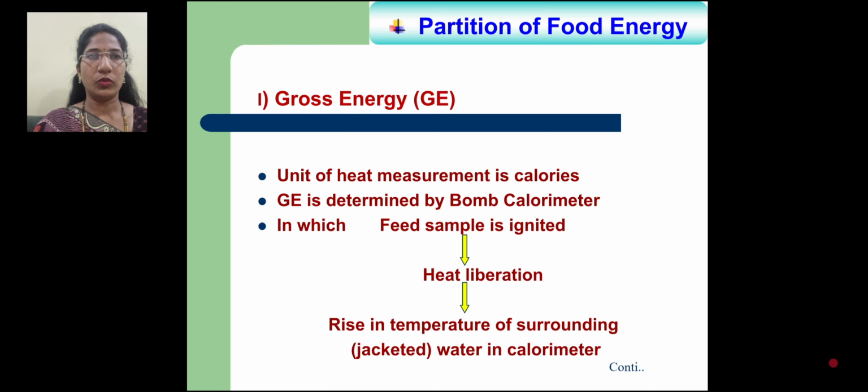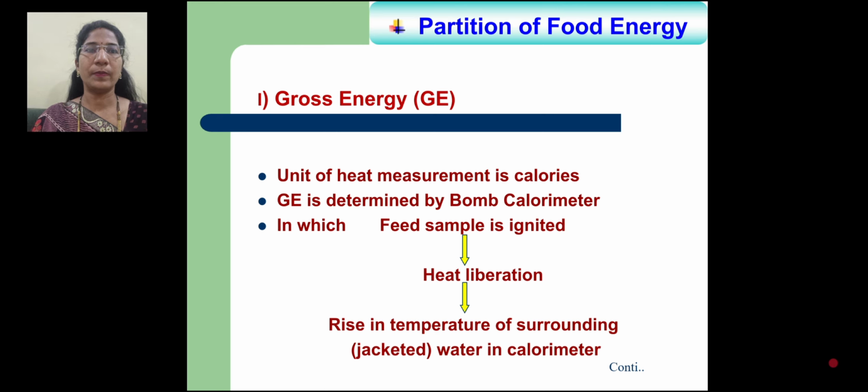Then we can move to our second part, that is partition of food energy. In the partition of food energy, there are some energies included. The first one is gross energy. In the case of gross energy, the unit of heat measurement is calories. Gross energy is always determined with the help of an instrument known as a bomb calorimeter, and this bomb calorimeter is always asked about in practical examination objective questions.